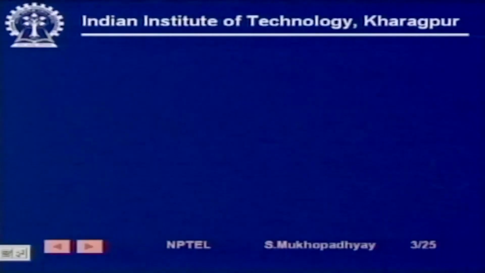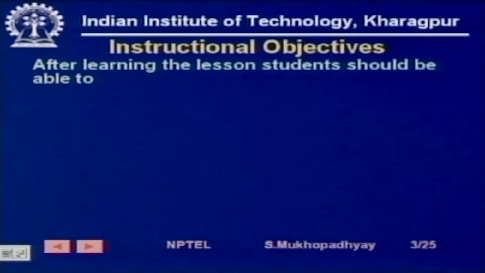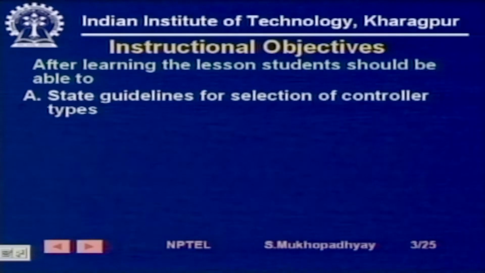So, before we get into the business proper, let us first see what are the instructional objectives of the core of the lesson, as is the usual practice. As we state in every lesson, after learning the lesson, the student should be able to firstly state guidelines for selection of controller types. When I said PID controller, I actually mean a class, that is the three classes of controllers, that is P control, PI control and PID control, which are most often used in the context of industrial automation.